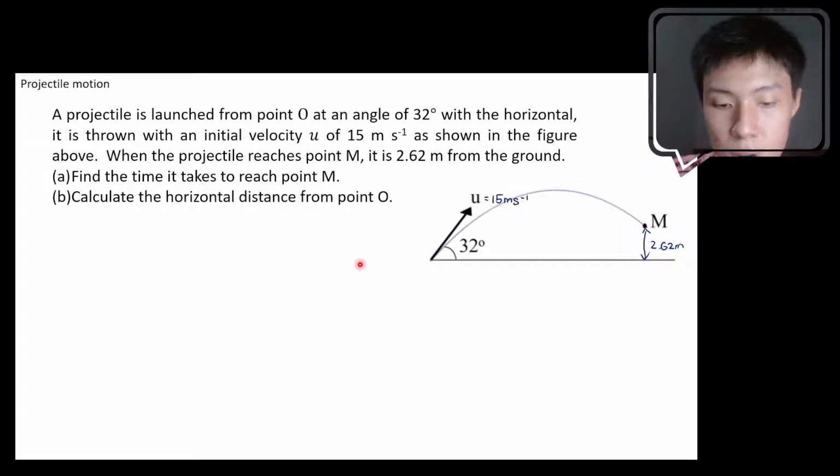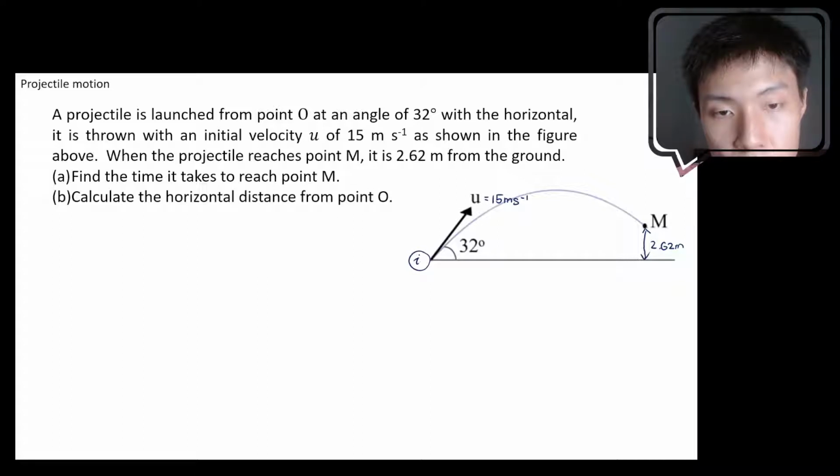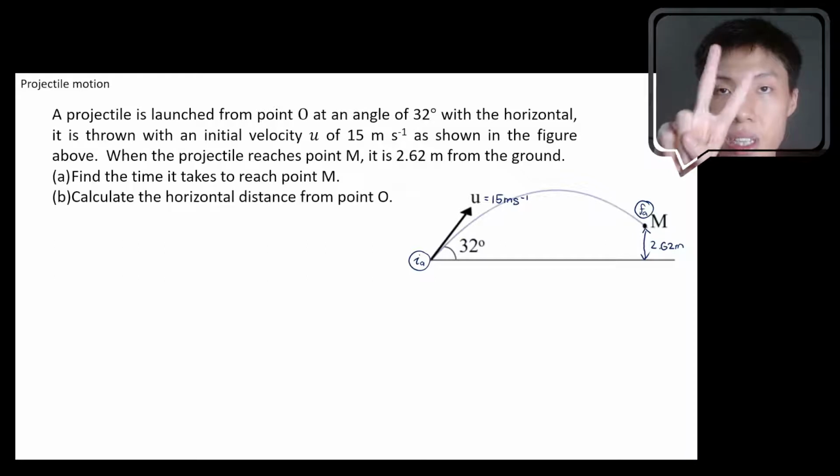So let's move on to our step 2 by labeling our initial and final position. So our initial position will be somewhere here. So this is initial for question A. And for question A, the final will be over here at point M. So this is initial and final. We have labeled. So that's step 2 done. So now we move on to step 3.